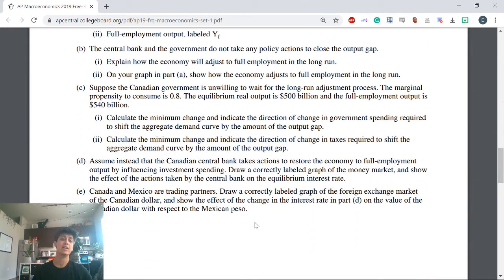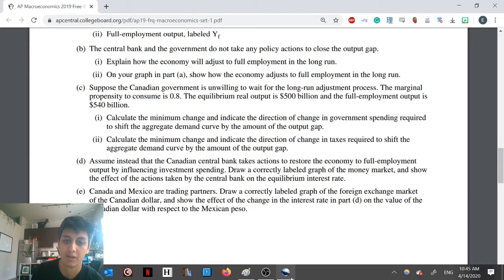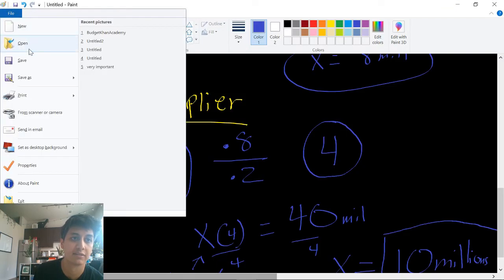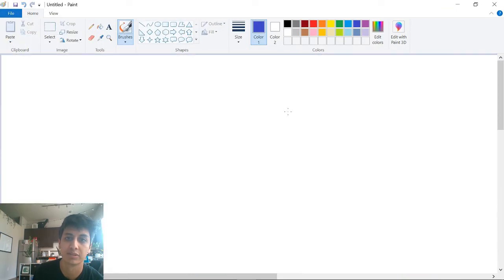It says D, assume that the Canadian government central bank takes action to restore the economy to full employment output by influencing investment spending. Draw a correctly labeled graph of the money market. All right, let's go ahead and clear this off. Let's just file, new, don't save.